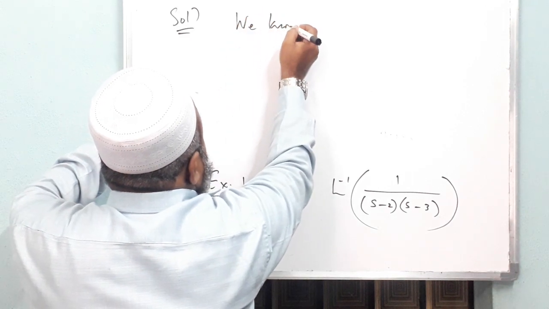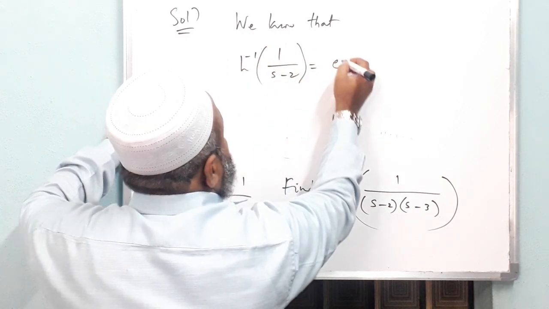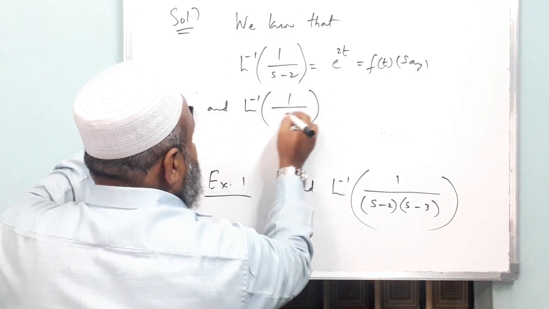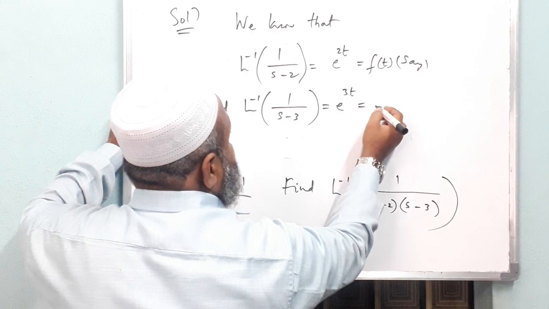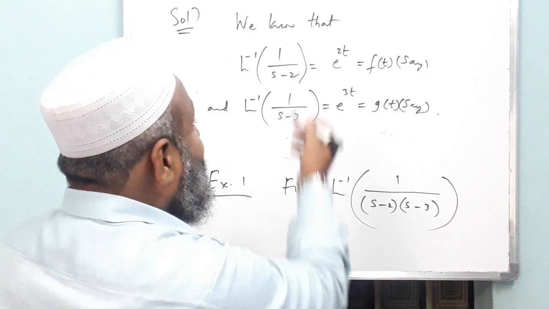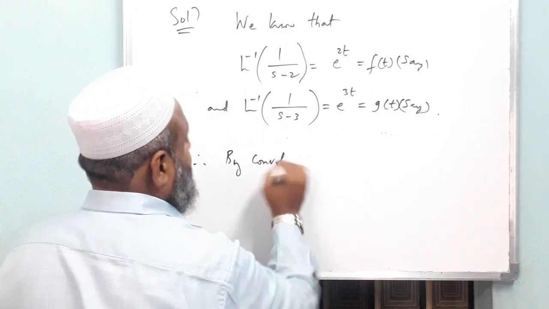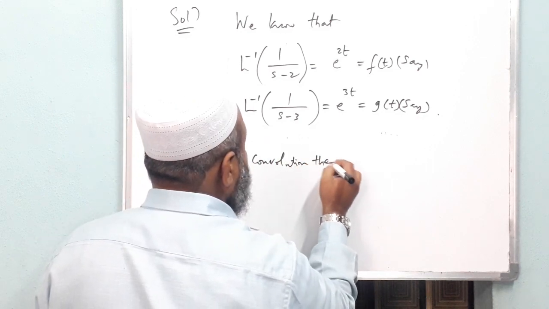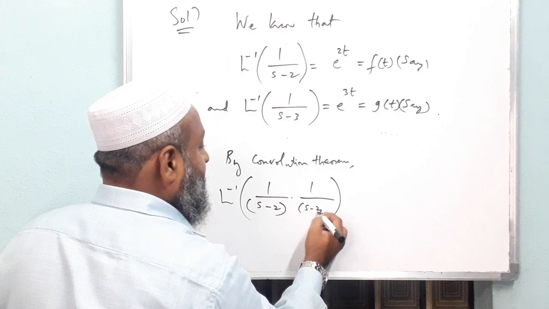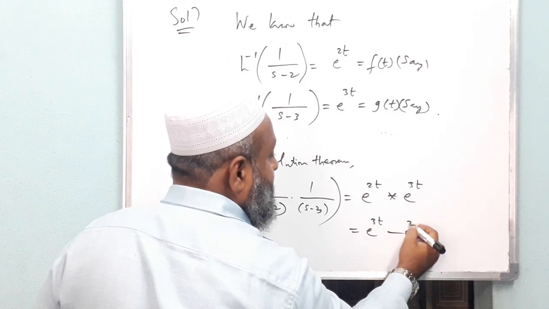We know that L inverse of 1 by s minus 2 is equal to e power 2t, that is f of t, say. And L inverse of 1 by s minus 3 is equal to e power 3t, that is g of t, say. I did not plan it, but luckily we are ready with this convolution as we have just done. Therefore, by the convolution theorem, L inverse of the product of 1 by s minus 2 into 1 by s minus 3 is e power 2t star e power 3t. Just now we have done it, it is e power 3t minus e power 2t.